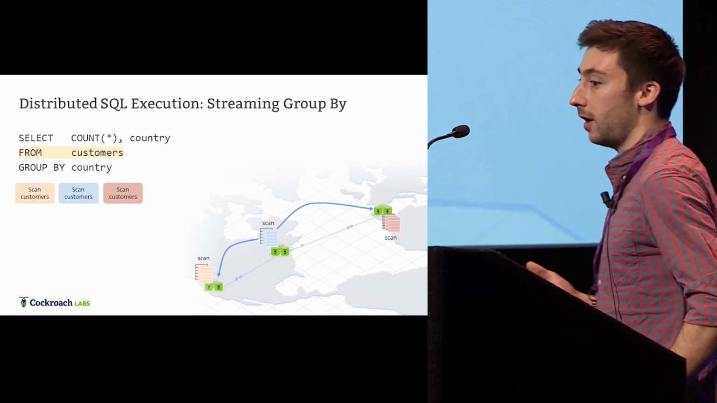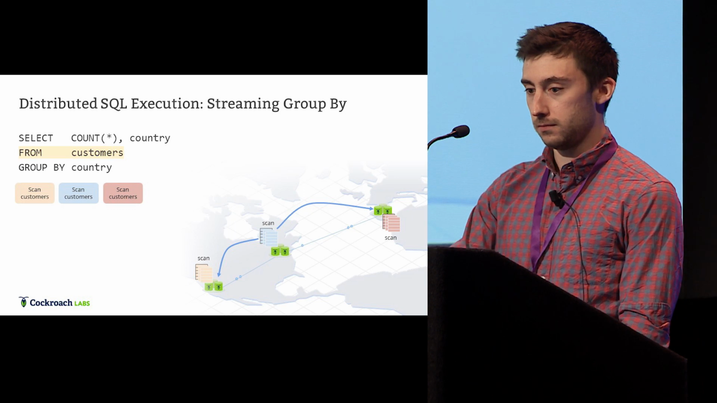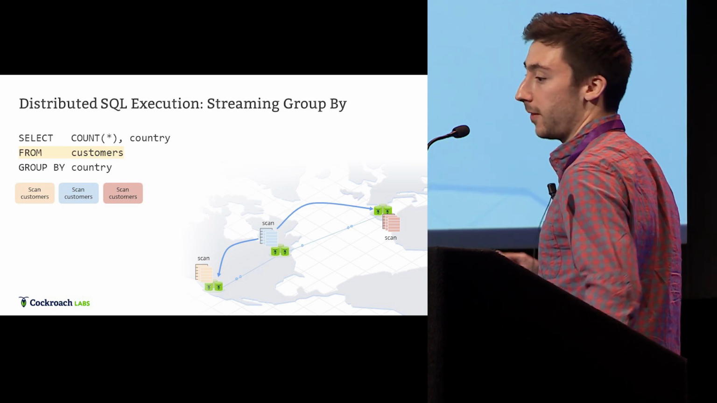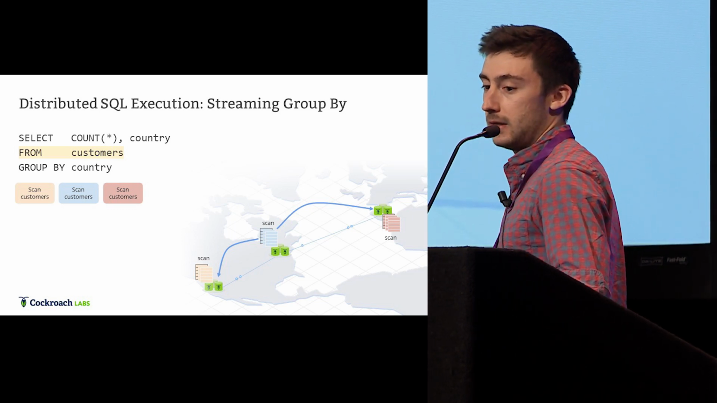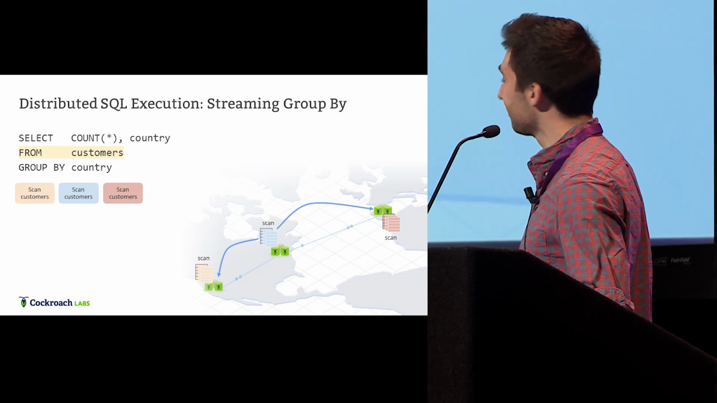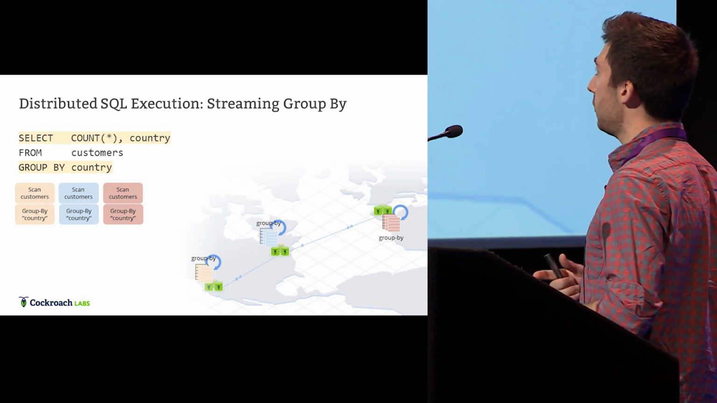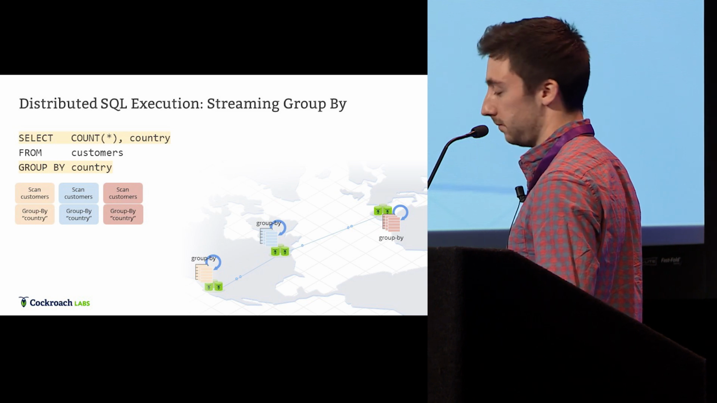Let's look at an example of a SQL query that's aggregating rows using a group by operator. If the table is distributed across 3 data centers, then the query will instantiate 3 processors to scan the table. These processors sit right next to the data that they're scanning. And the output is fed right into a local group by operator. It's still right in the same data center.